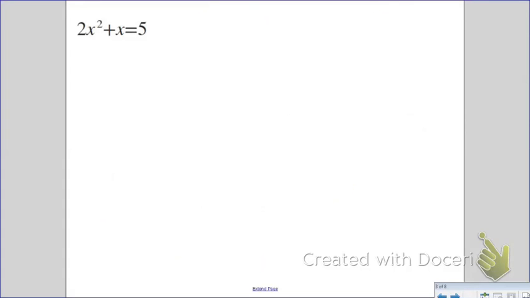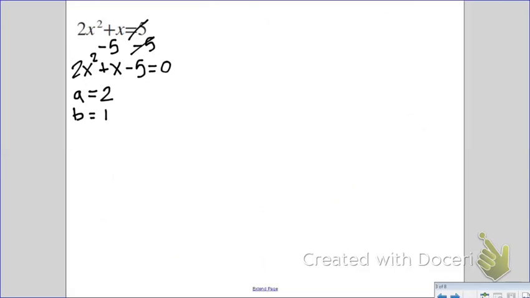So let's apply it to our first problem. First off, I have to make sure it's in standard form. I look and see if there's a 0 at the end, and there's not. There's a 5. So the first step here is to move the 5 over to the left by subtracting 5 on both sides. So 2x squared plus x minus 5 equals 0. Now it's time to start identifying our a, b, and c. A is 2. B is positive 1, and C is negative 5.